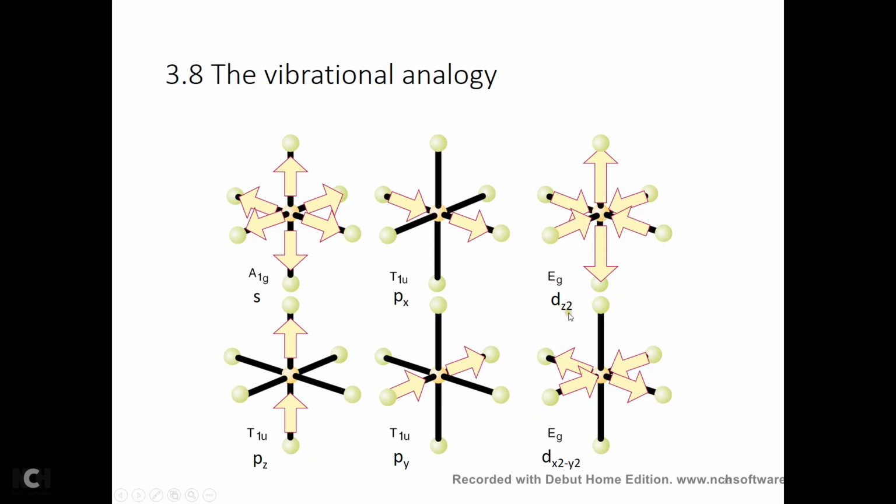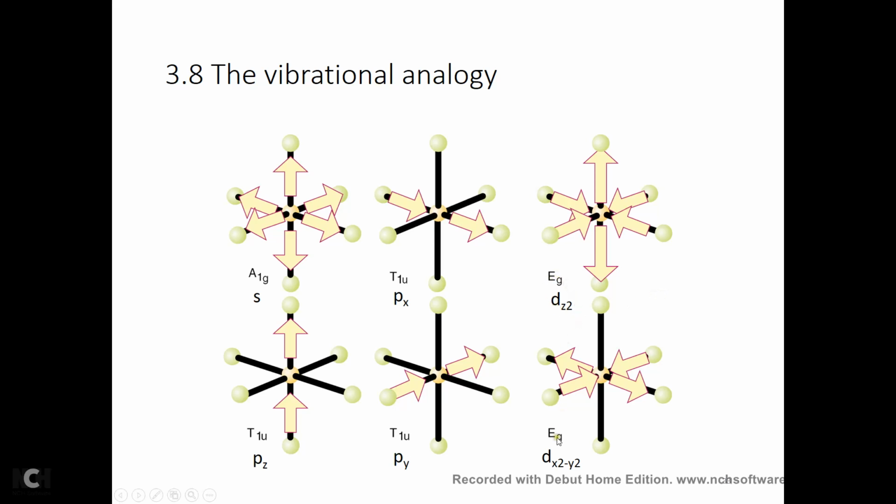corresponds to the dz squared orbital of this sulfur interacting with fluorine atoms. And over here it's dx squared minus y squared. So this is the x direction, this is the y direction, and this is the z direction. So again, let's look at the symmetry here. The subscript g means symmetric with respect to the inversion center. So if you look at dz squared and dx squared minus y squared, you will see they both are symmetric with respect to the inversion center.